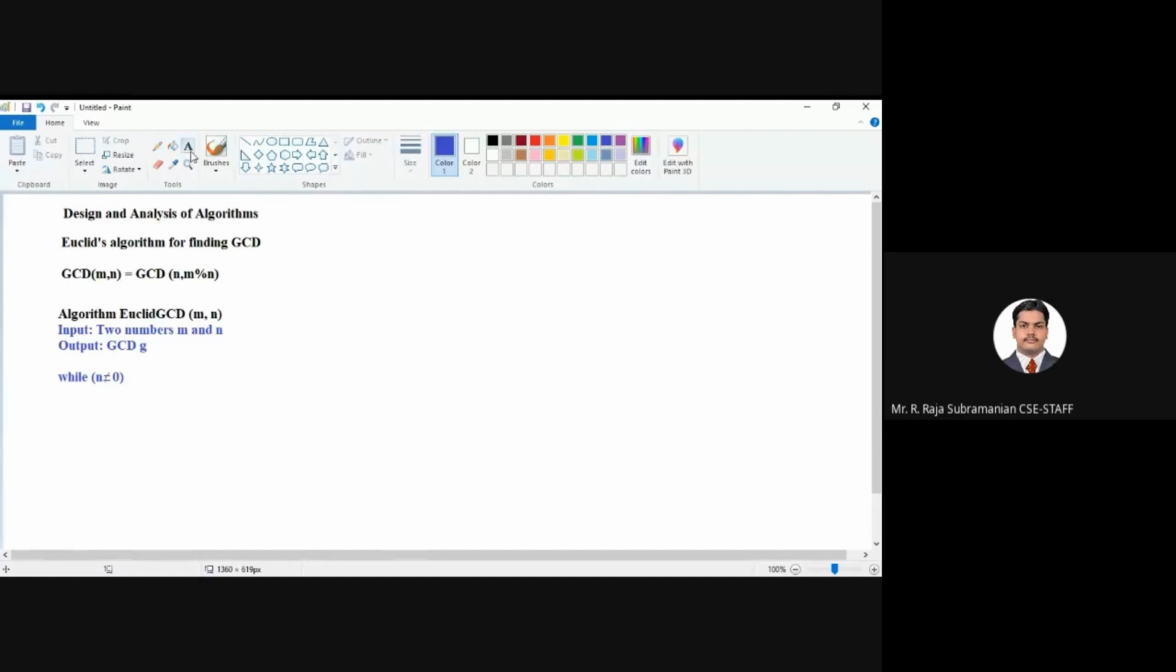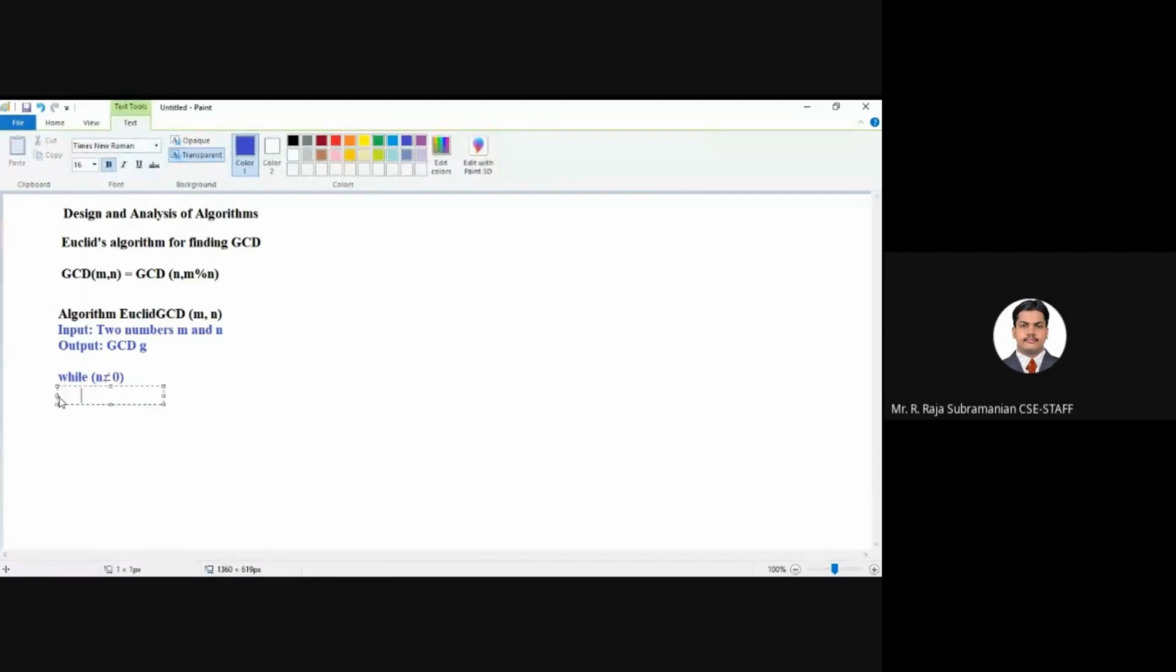Now coming to while n not equal to 0. If n is not equal to 0, what will you be doing? First, my formula is GCD of m comma n is equal to GCD of n comma m modulo n. So here there is one calculation, m modulo n. So I can create some variable r equal to m mod n, right? Some r is equal to m modulo n.